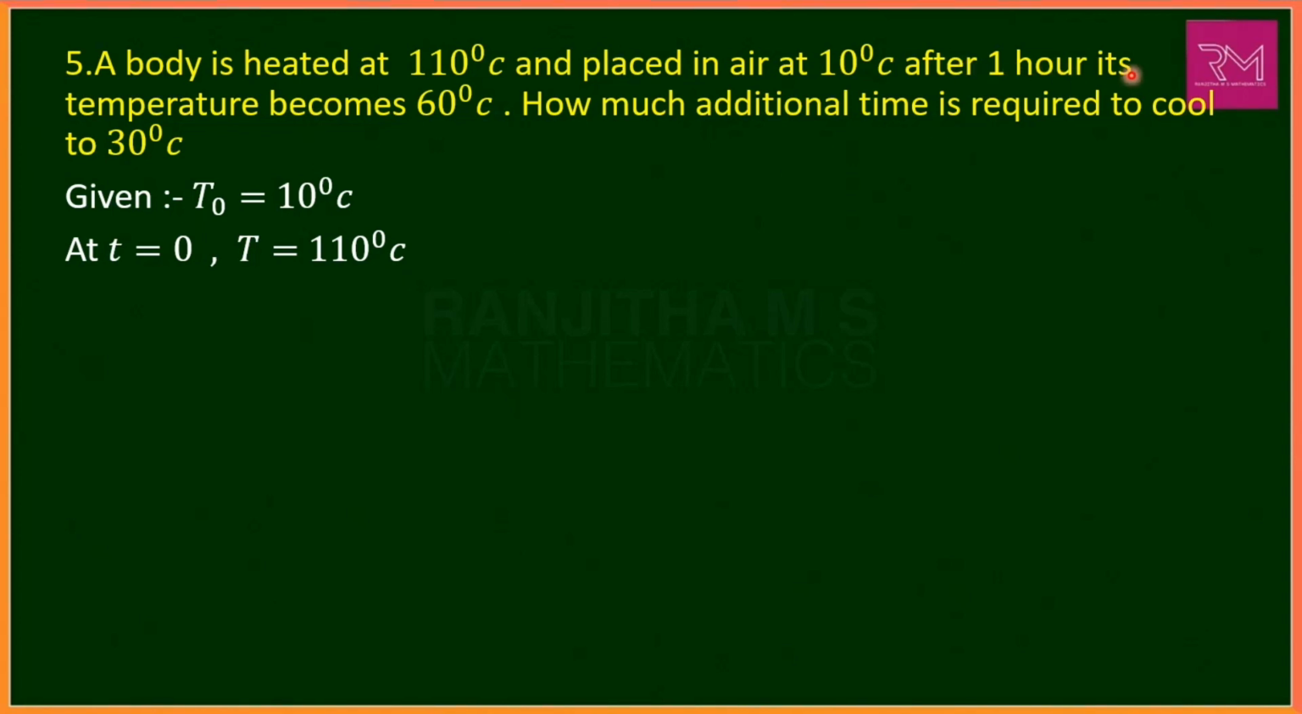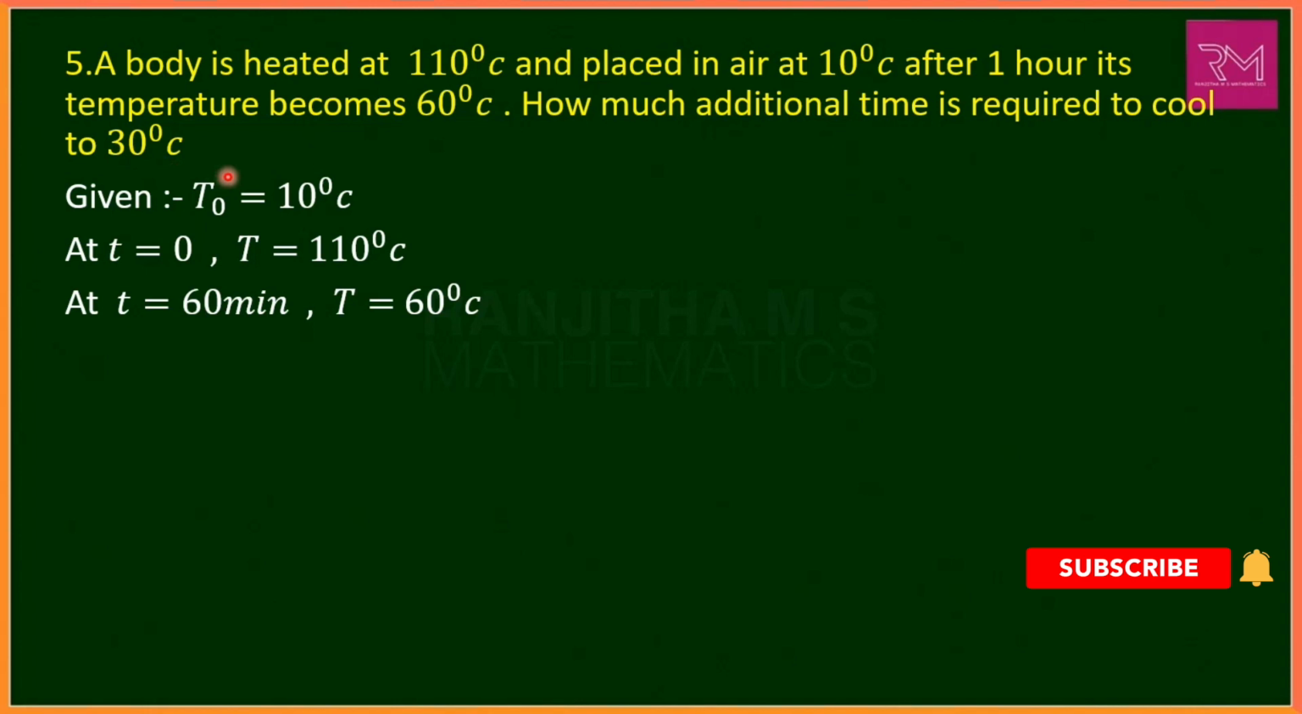After 1 hour, its temperature becomes 60 degrees Celsius. That is, at t equal to 1 hour, which means 60 minutes, the temperature becomes 60 degrees Celsius. Here, how much additional time is required to cool to 30 degrees Celsius? That means at the temperature 30 degrees Celsius, how much time is required to cool the body? We have to find the t value.